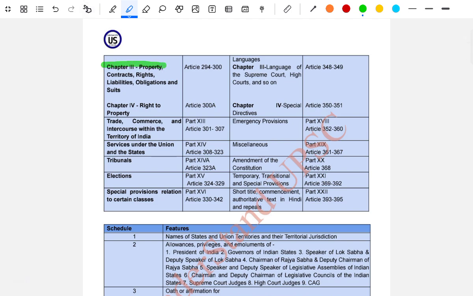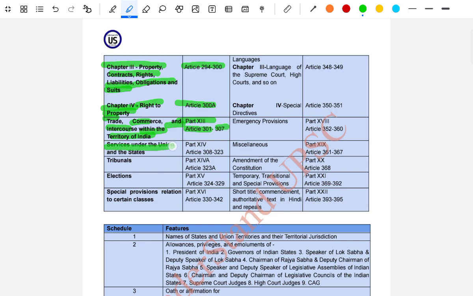Chapter 3, Property, Contract, Rights and Liabilities, Obligations and Suits, Article 294 to 300. Chapter 4, Right to Property, Article 300A. Trade, Commerce and Intercourse within the Territory of India, Part 13, Article 301 to 307.